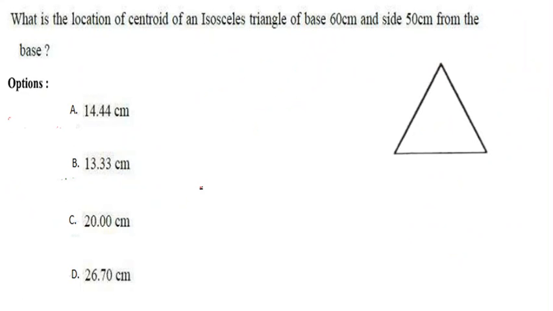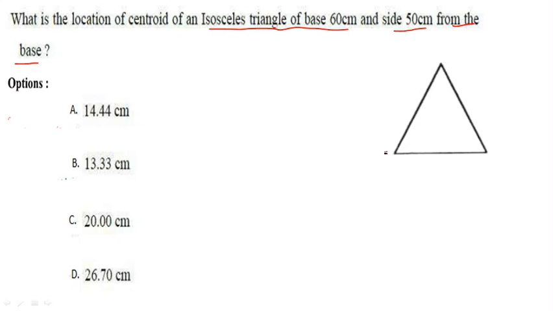So let us see one more question here. What is the location of centroid of isosceles triangle of base 60 and side 50 centimeter? From the base we have to calculate the centroid of this isosceles triangle. You know, isosceles triangle means these two sides are same.